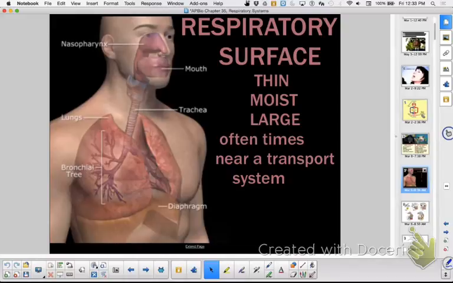So thin, why does it have to be thin? To allow for diffusion, okay? It has to be moist so the gases can dissolve. Has to be large enough to meet the metabolic needs. And then depending on what kind of system you have is where if it needs to be near a transport system or not. Can you use like a gastrovascular cavity?